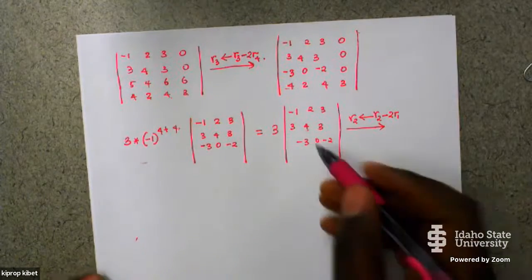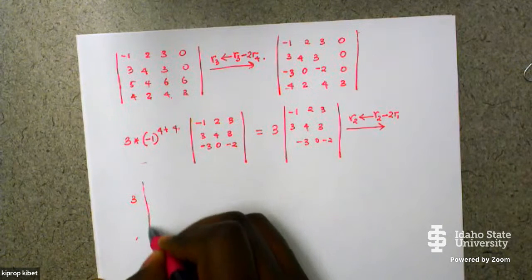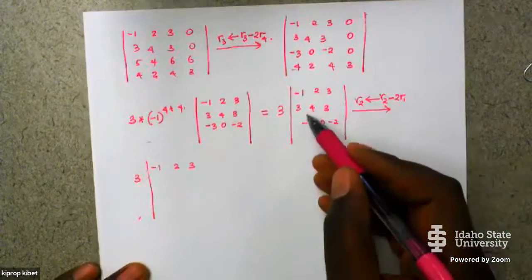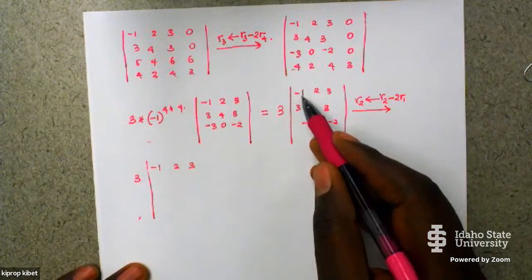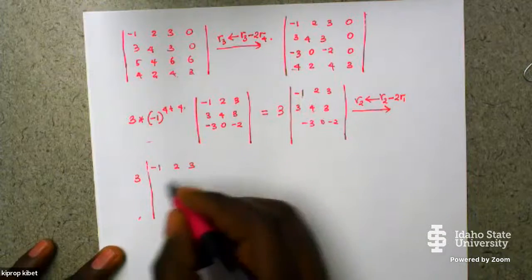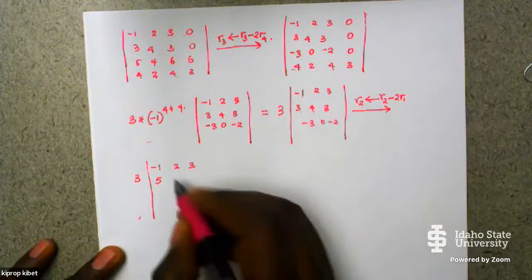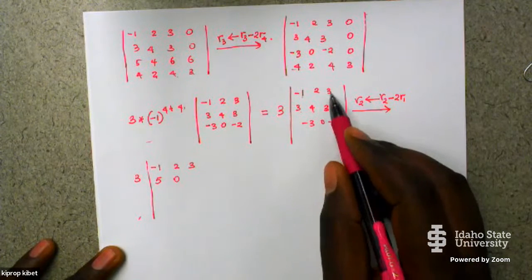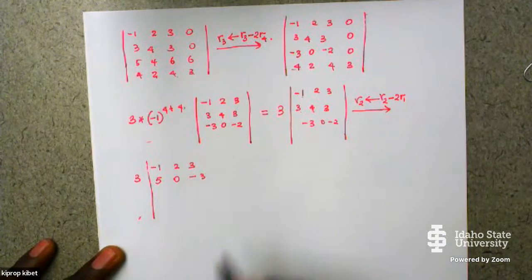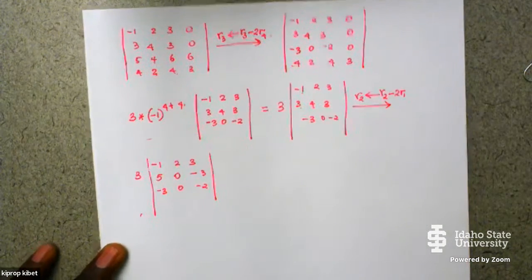So we want to make this one to be 0. Here you have our 3 there, and then -1, 2, 3. So 3 plus 3 here will give us 6... 4 minus 4 will give us 0. 3 minus 9 will give us minus 6. And then the last row remains the way it is: -3, 0, -2.